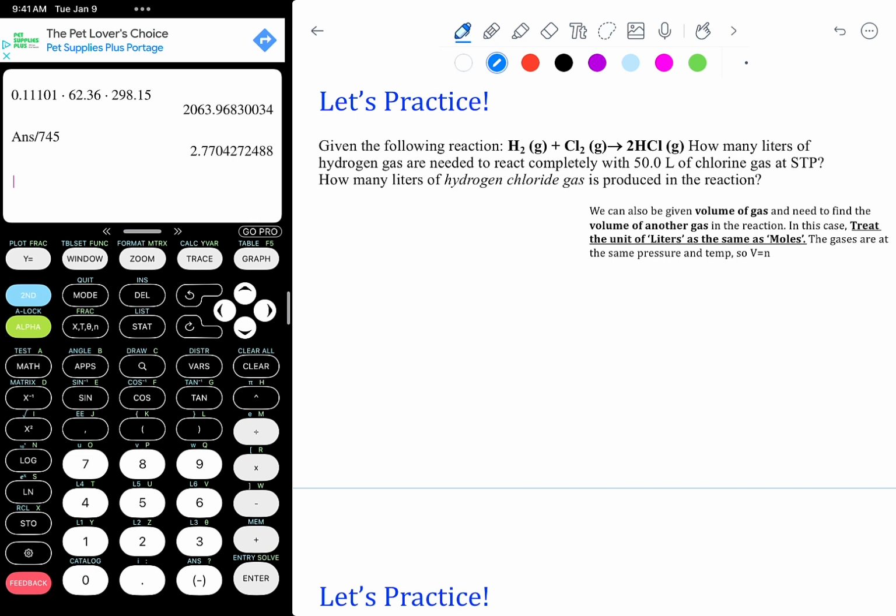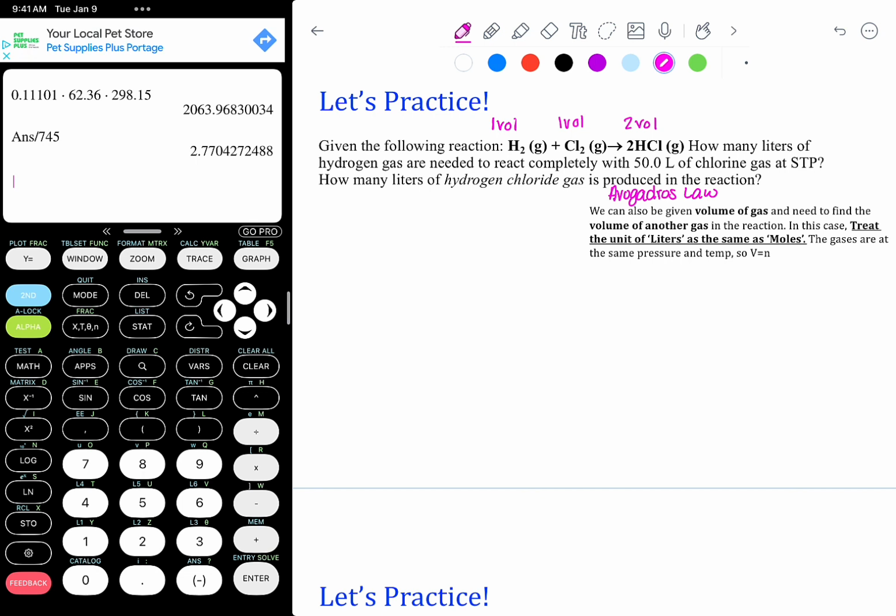We said in Avogadro's law that moles and volume are directly related. So through Avogadro's law, we can take volumes of gas and we can convert to the volume of another gas using our balanced equation, because we can say that this is 1 volume of hydrogen gas and 1 volume of chlorine gas react to form 2 volumes of hydrogen chloride gas.